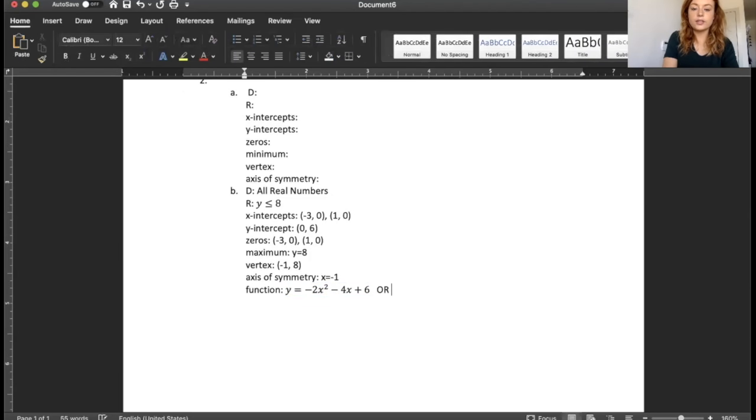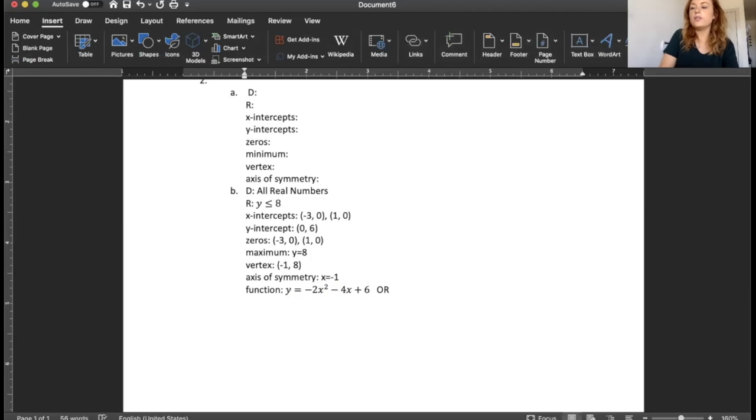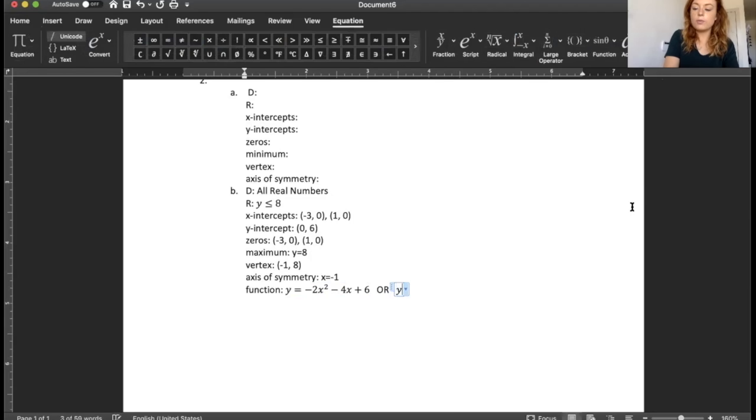Or you could have written it in vertex form, and it would have looked like the one we just saw. So it would have been y equals -2 times (x plus 1) squared plus 8.